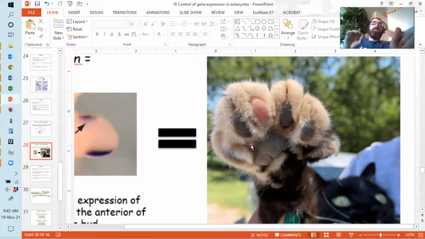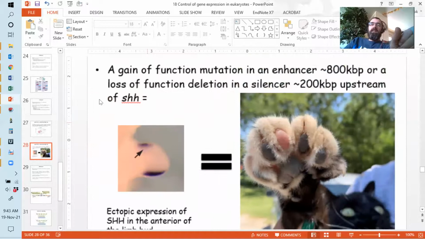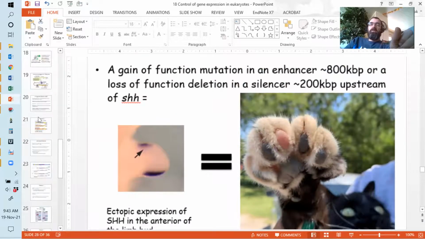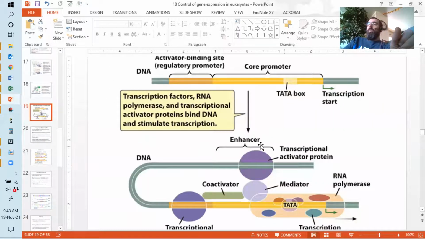And so this is purely, it's not changing the actual Sonic Hedgehog protein. It's not a change in the regulatory promoter next to the Sonic Hedgehog gene, right? It's a change in the regulatory region ways away, a long distance away from that gene. It changes its location of expression, and the change of location of expression has a huge effect on the physiology and morphology of that individual.